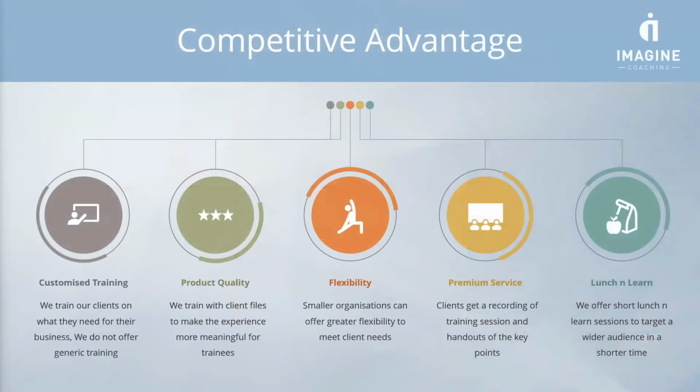So the next one is competitive advantage. So what is it that makes your company brilliant? So this is your time here to show off. Okay. So this one here is an infographic. So we've got 5 different elements to this infographic. So I have listed 5 things that are good about myself and my company. So I deliver customized training, product quality, I'm flexible, premium service, and I offer lunch and learns.